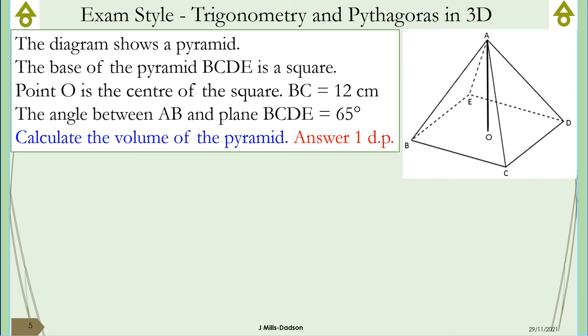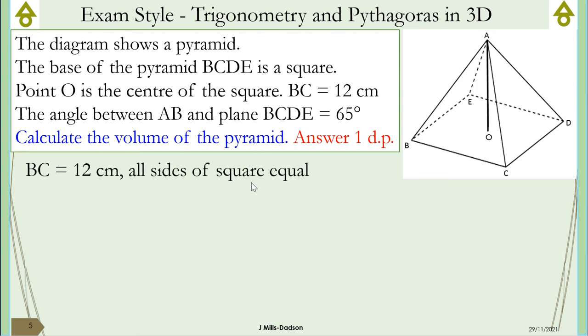And this is a typical exam style question. The diagram shows a pyramid. The base of the pyramid BCD is a square. Point O is the center of the square. BC equals 12. The angle between AB and the plane BCD equals 65. Calculate the volume of the pyramid.